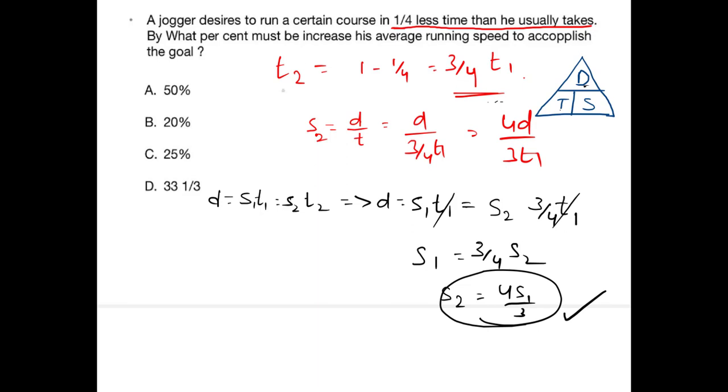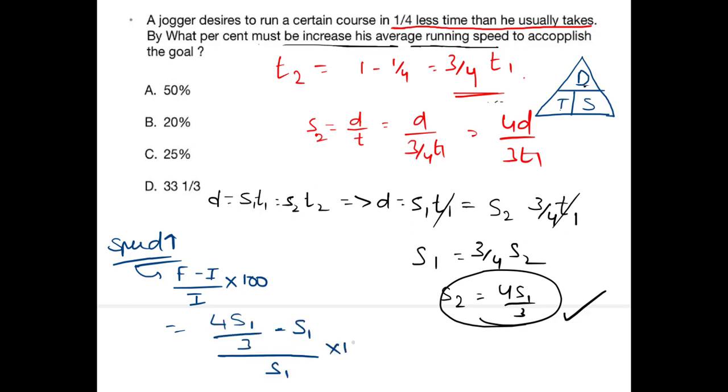So what the exact question asks is what percent must his average running speed be increased. Okay, it's really simple. So just see, the speed to be increased will be written in this format: final minus initial by initial into 100. So what is the final? Final is S2, right? So it's going to be 4 by 3 minus 1, into 100. We can cancel, and it's going to be 1 by 3, which is also known as 33 1 by 3 percent. Okay, so the answer is 33 1/3.